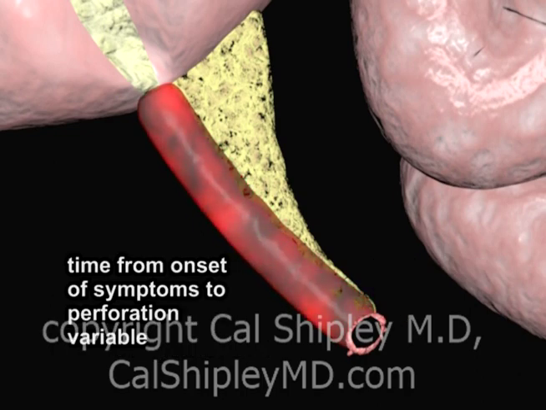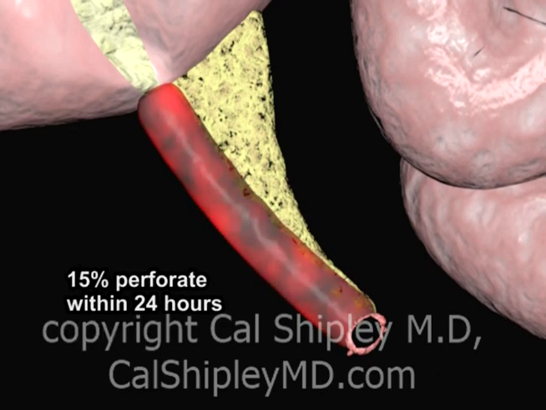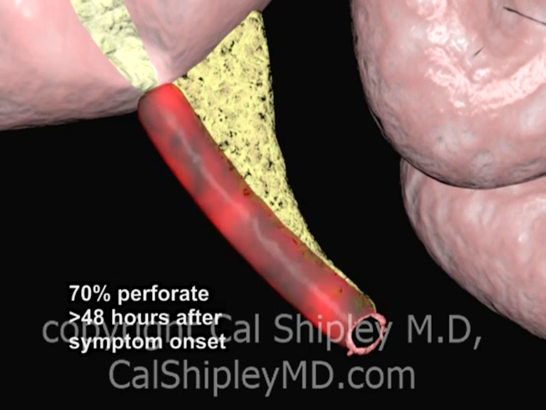After the onset of abdominal symptoms, time to perforation is quite variable. Only about 15% of individuals perforate within 24 hours after onset of symptoms, with about 70% of patients perforating greater than 48 hours after onset.